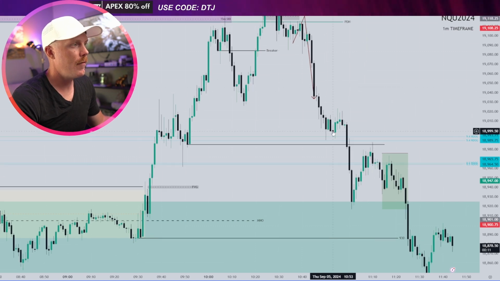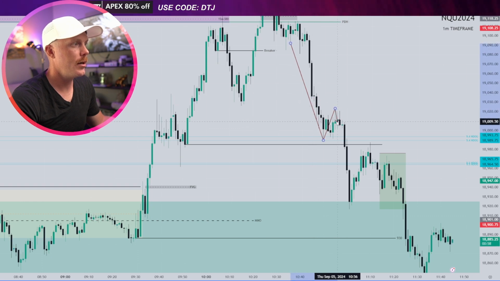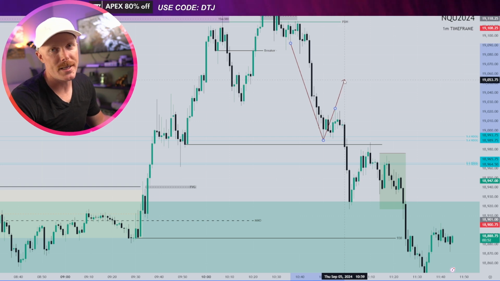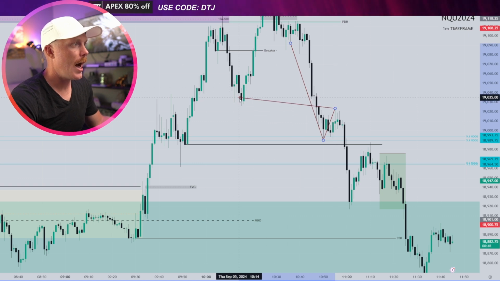Now, when we have our first stage distribution, there's a couple different things that can happen. It can retrace very small, very lightly, like it did here, and move lower, or it could actually run a little bit deeper. Admittedly, I wanted to see it go a little bit deeper. I wanted it to go into this level right here.